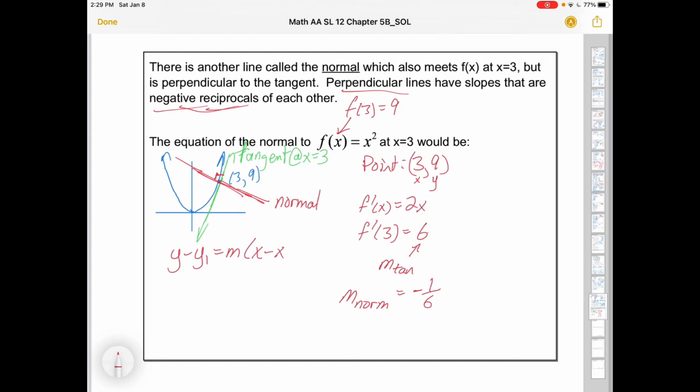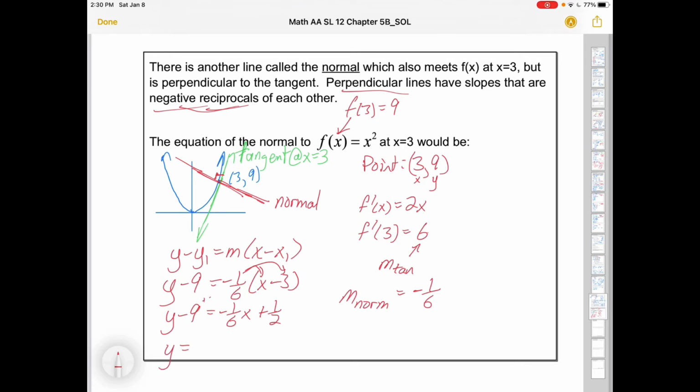You might hear the snow plows in the background there, because I'm doing this right after a snowstorm. y minus 9 equals negative 1/6 (x minus 3). Now, if the IB only asks you for the equation, you can actually leave it in that form. You can leave it in any form. If you need to put it in your GDC, though, you'll probably need to put it in y equals form. So let's just distribute. That's y equals negative 1/6 x, plus 1/2.